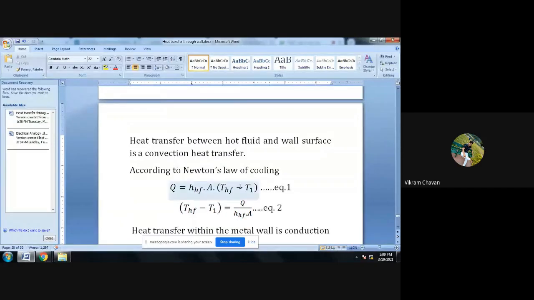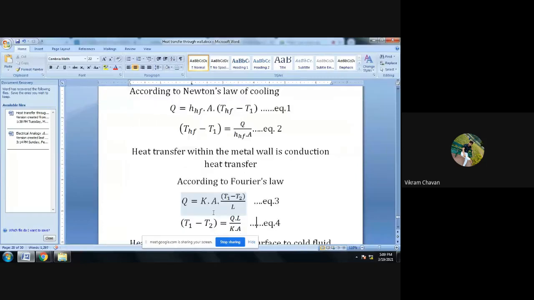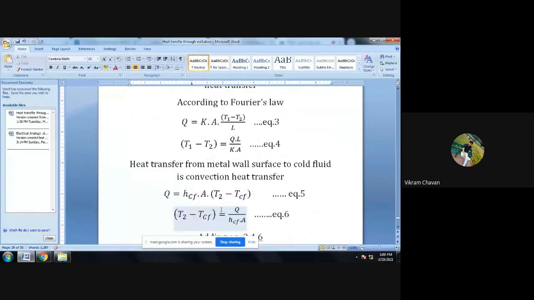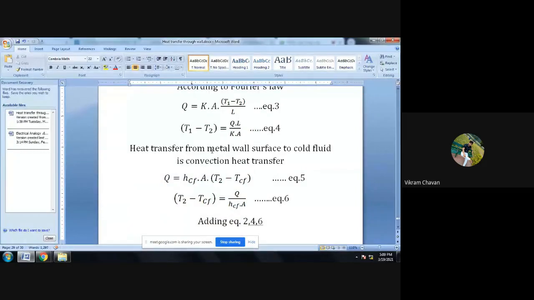When it is convection, using the equation of Newton's law of cooling we found the equation in the form of temperature difference. When it is conduction, we used Fourier's law and found the equation in the form of temperature difference. Once again convection: from the metal wall to the cold fluid heat is transferring, so once again we have to apply the convection law, that is Newton's law of cooling, and that will be Q is equal to h suffix cf multiplied by area multiplied by (T2 minus Tf). Okay, that will be equation number 5.